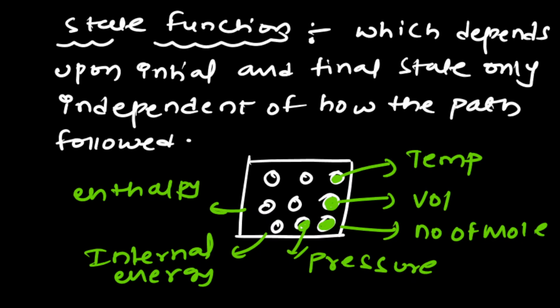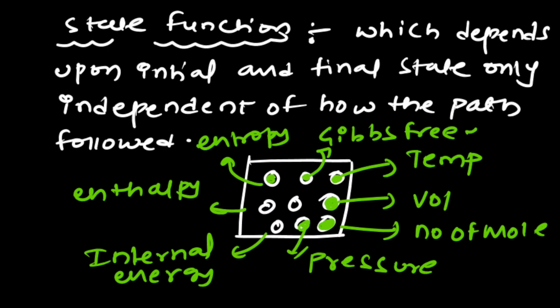Clear? Now I can measure the entropy. Clear? I can measure the Gibbs free energy. Clear? Now these are the examples for which one? State function. Any properties which we can measure will come under the state function. These are the examples that come under the state function.